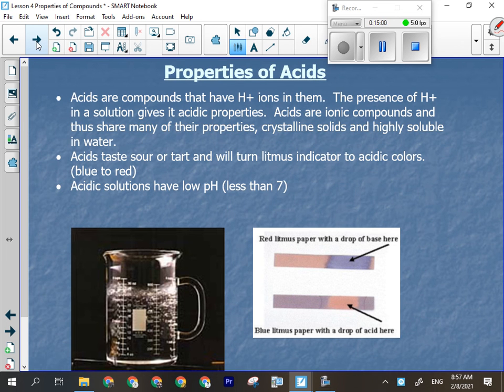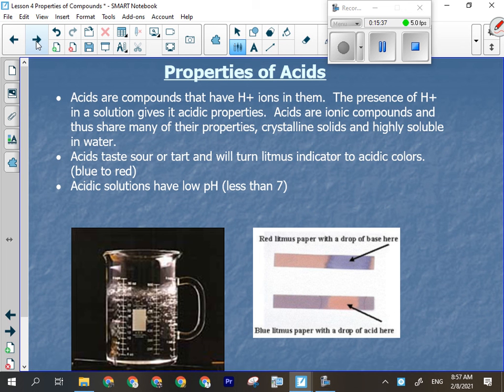Some of the unknown compounds will have very low pH. If they have a very low pH, then they're an acid. Anything technically with a pH of less than 7 is an acid. So things like citric acid: if you have a lemon or an orange, they contain citric acid, which has a pH of about 4. Your stomach acid has a pH of about 2.